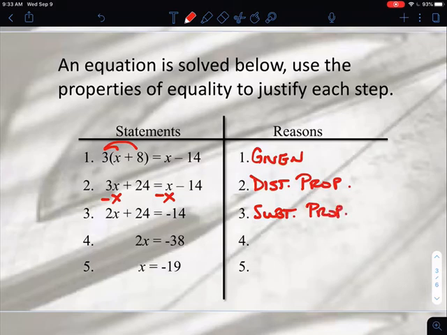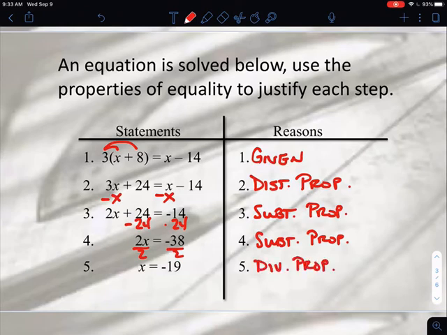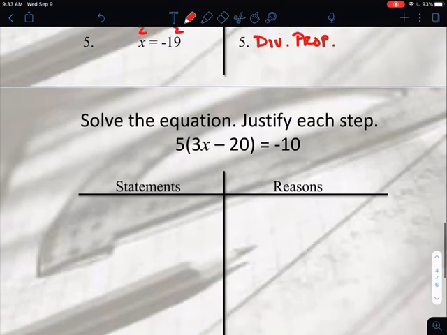And then to get 2x plus 24 equals negative 14, to change that into 2x equals negative 38, they subtract 24 from both sides. So we use subtraction again. And then to get to x equals 19, they went ahead and divided both sides by 2. So for step 5, they used division. And so again, you're just keeping track of what process they used at each step. They distributed, subtracted, divided. So just keep track of the steps, and that's all you're doing.